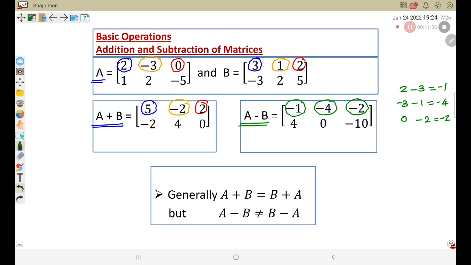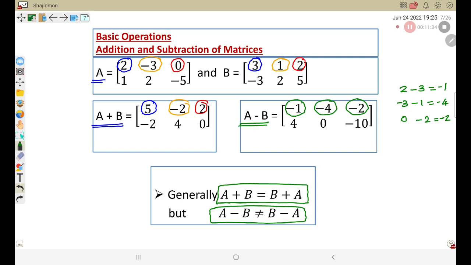Okay, I hope you understood. Same for all the numbers. So this is the addition and subtraction of matrices. Questions we will do more in the exercise. So generally, A plus B and B plus A should be the same matrix. But the A minus B matrix and B minus A matrix will be different in sign. A minus B and B minus A should not be the same. The difference will be in the sign.